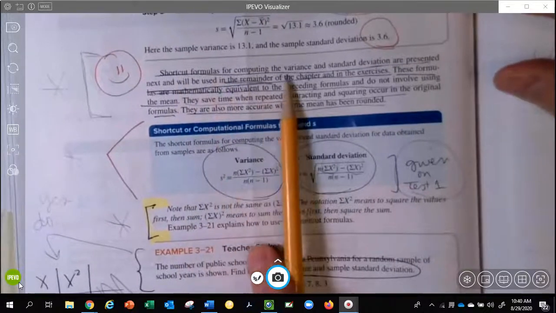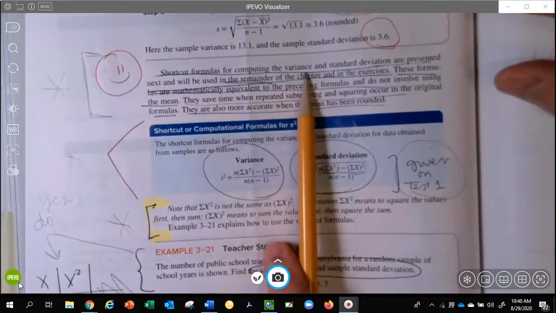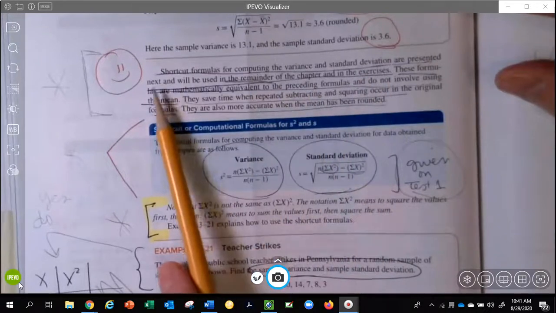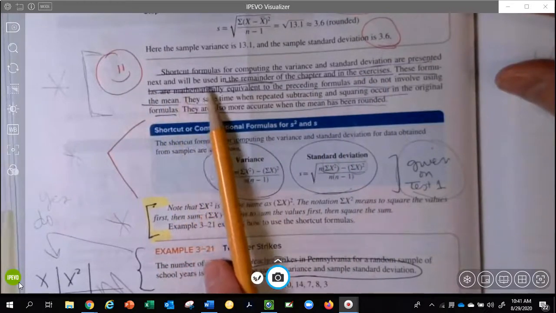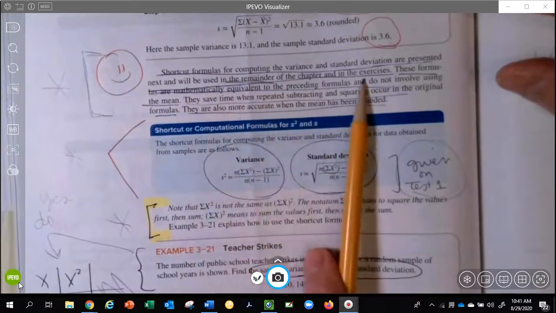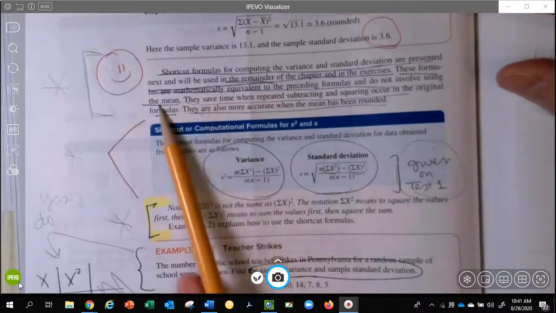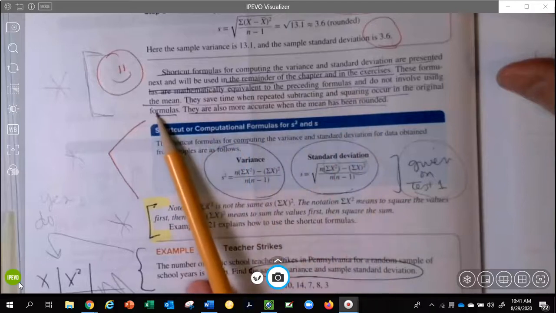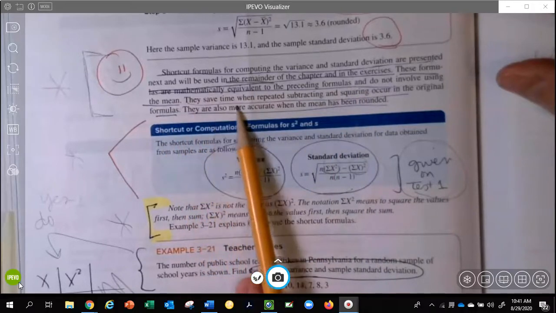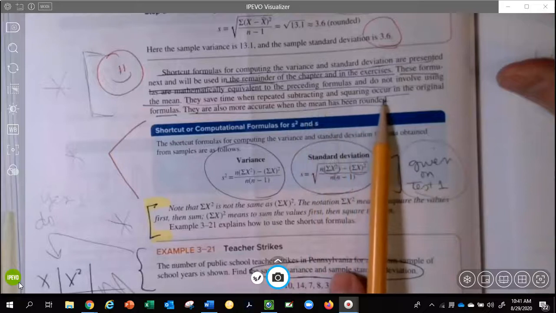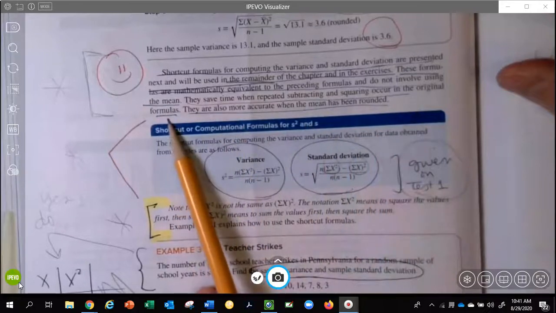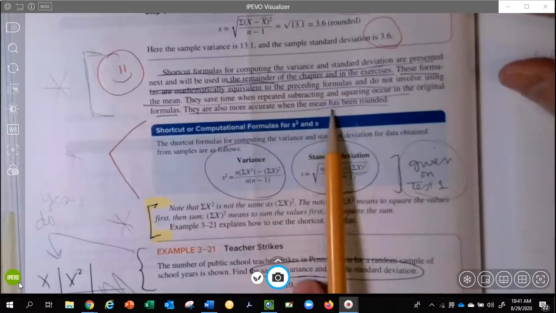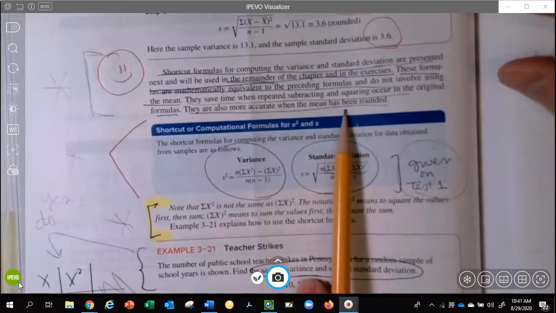Shortcut formulas for computing the variance and the standard deviation are presented next and will be used in the remainder of the chapter and in the exercises. These formulas are mathematically equivalent to the preceding formulas and do not involve using the mean. They save time when repeated subtracting and squaring occur in the original formulas. They are also more accurate when the mean has been rounded.